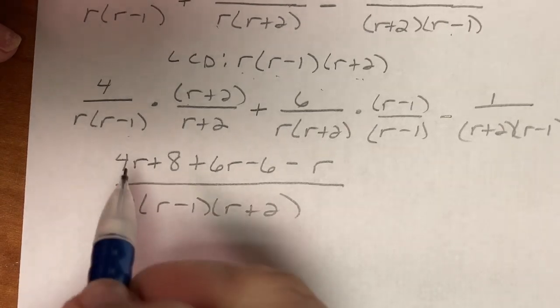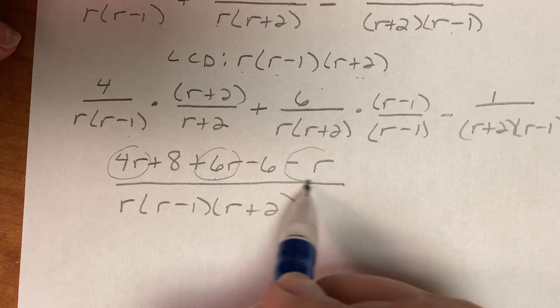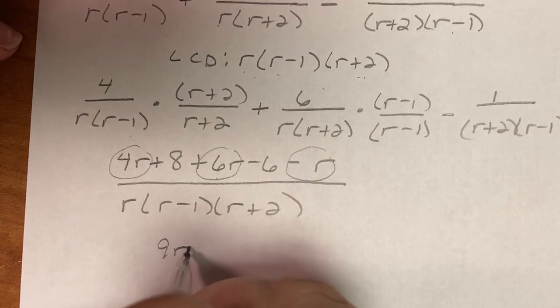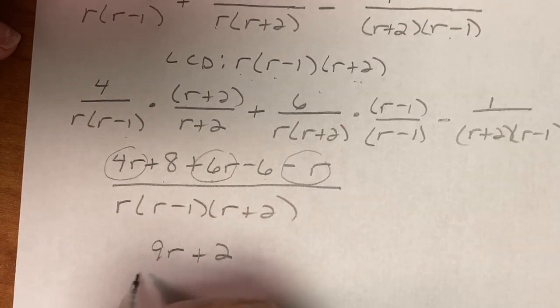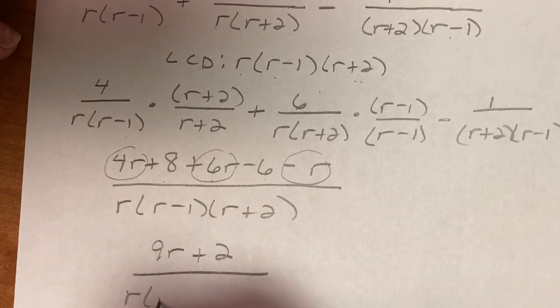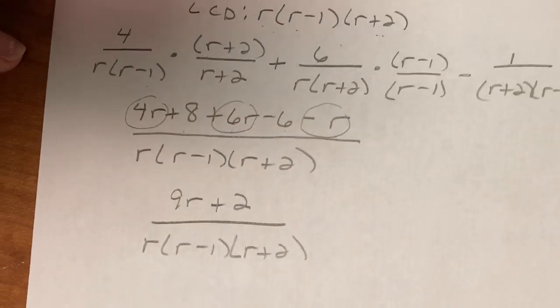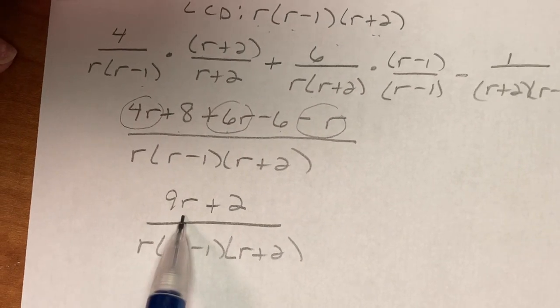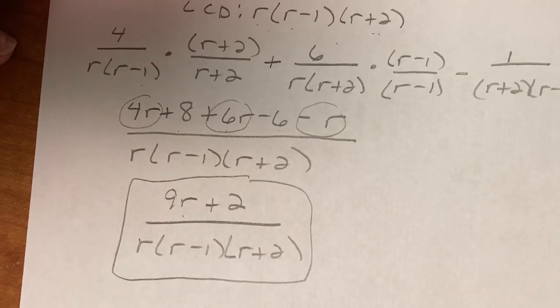Let's combine our like terms. Well, 4r plus 6r is 10r minus r is 9r. Then we have 8 minus 6, which is plus 2, over my LCD. This does not factor. There's my answer.